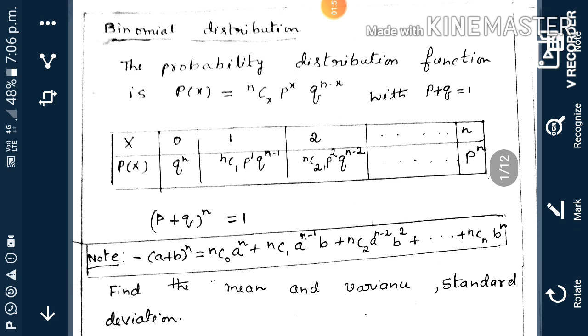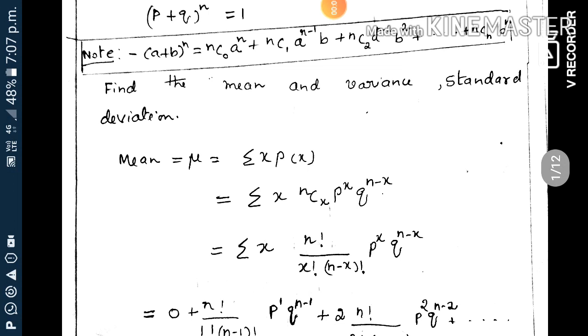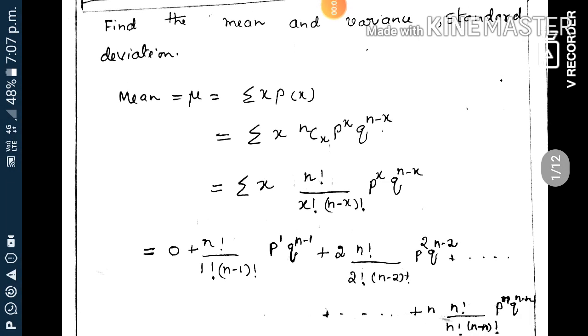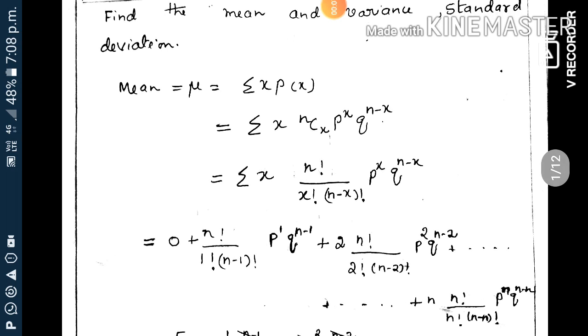So now what is the mean and variance and standard deviation of binomial distribution? Let us see that. Now find the mean and variance of binomial distribution. So what is the mean? Mean is equal to summation x p of x is the formula.